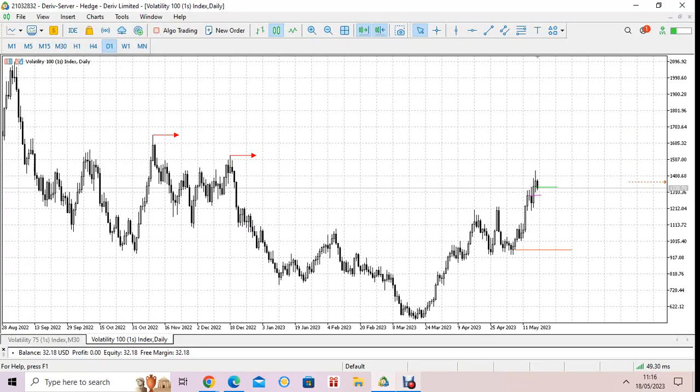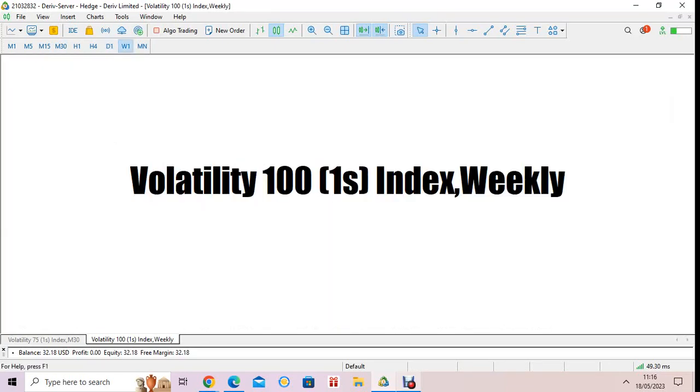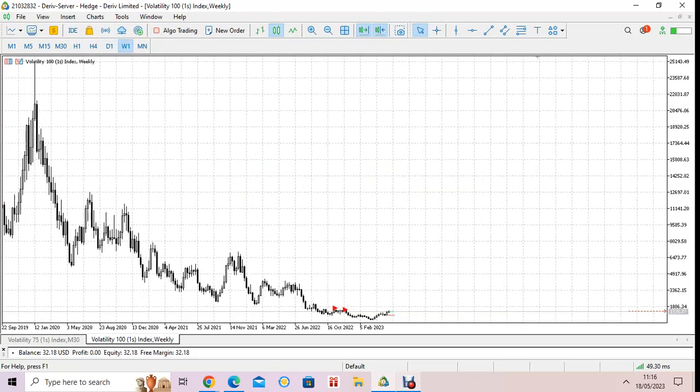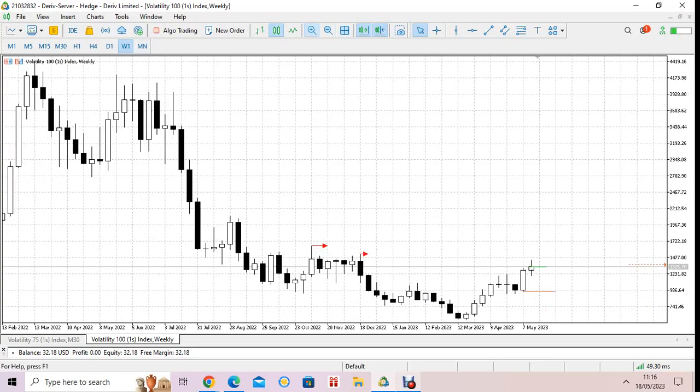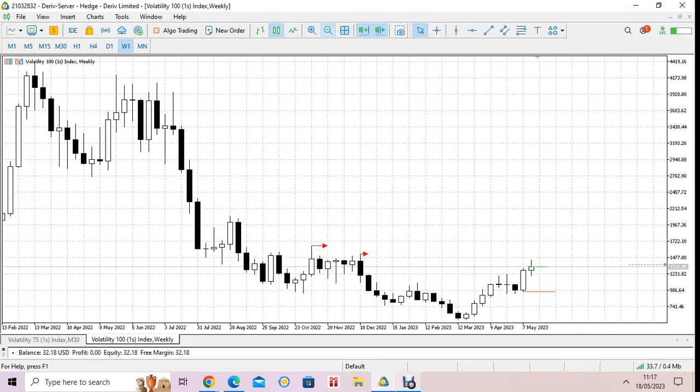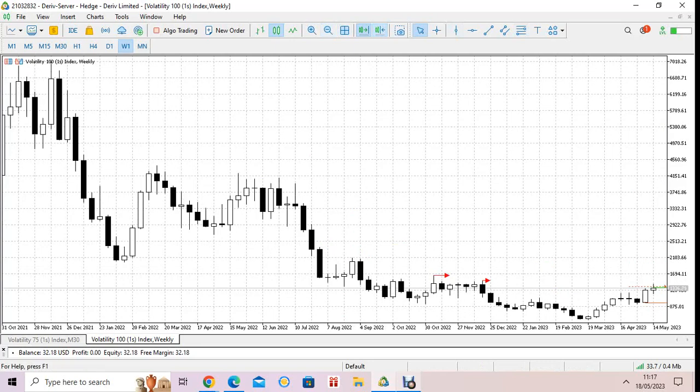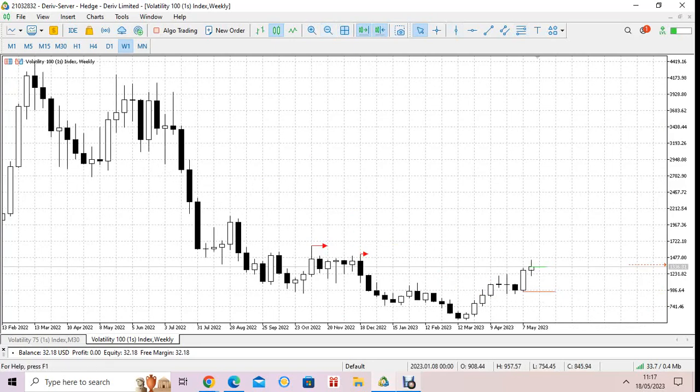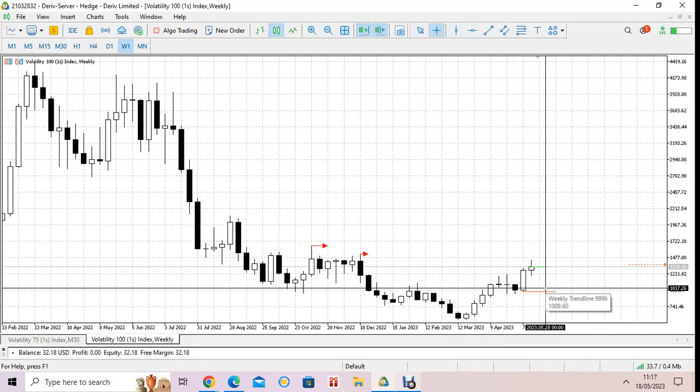I'll always start my analysis on the weekly time frame. The overall picture is very important to me. So I'll just zoom in a bit. Is this too much? Let me zoom out one time. Okay, let's just view it like this. So this was last week's open price.